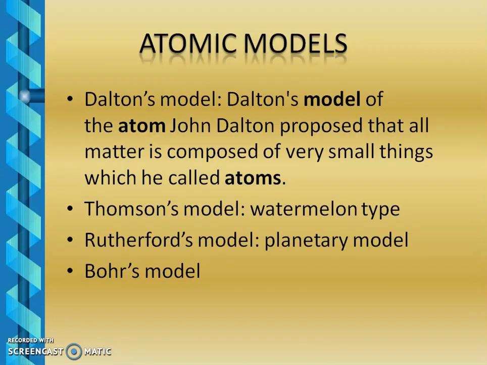So the atomic models. Initially, Dalton gave the first model, which is called Dalton's atomic model. According to Dalton's atomic model, he proposed that all matter is composed of very small things which are called atoms. Then came another model called Thomson's model after the discovery of electrons, and it was said that it is somewhat like a watermelon. The negative electrons are embedded inside the positive ether, which is also called the plum pudding model. Then came Rutherford's model, which is also called the Planetary Model, and it was modified by Bohr, and he gave another model which is called Bohr's model.